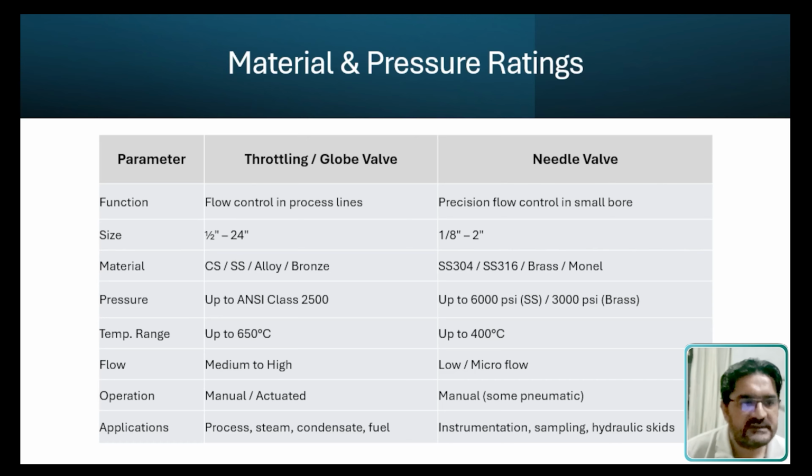Operation: throttling valves can be operated manually. We have already seen that a globe valve can be operated with the help of a hand wheel. However, they can be actuated with the help of an actuator, and actuators can be driven by various things like pneumatic air, or they can be motorized control also. Needle valves are manually operated, but yes, you can see some types of needle valves that are controlled with the help of pneumatic air or electrical signals also, but they are very rare. Most of the time, as needle valves are used for precision control, they are manually operated only.